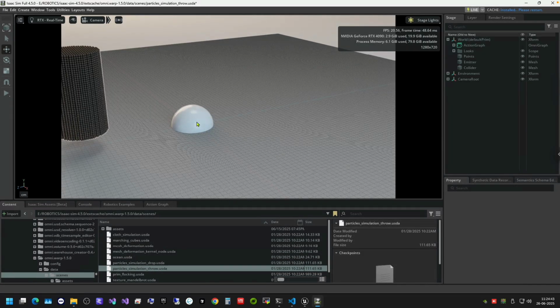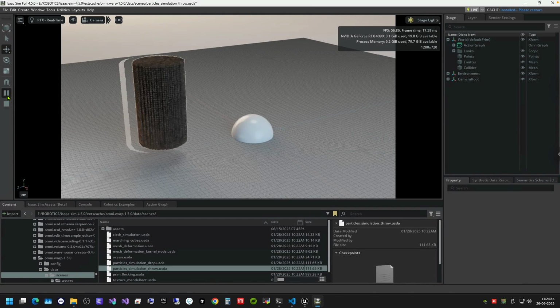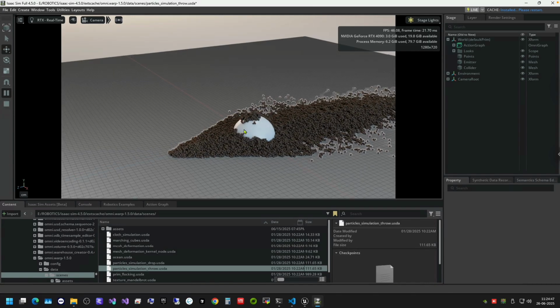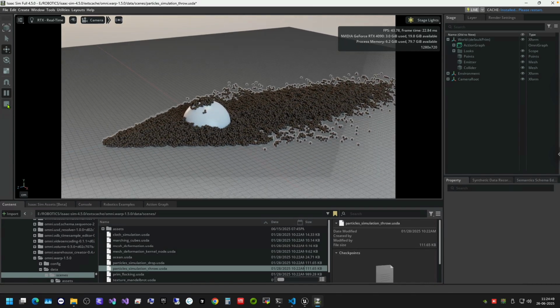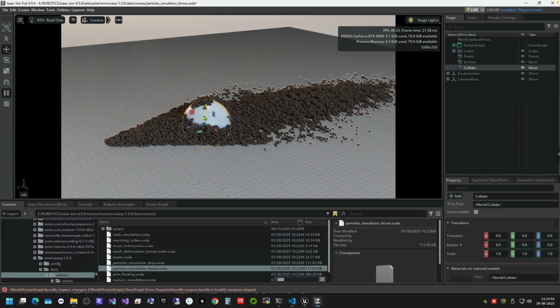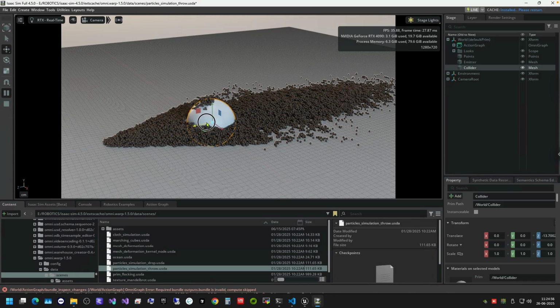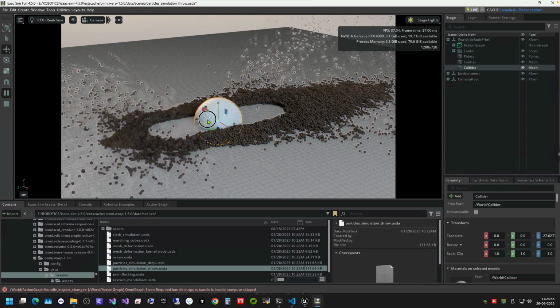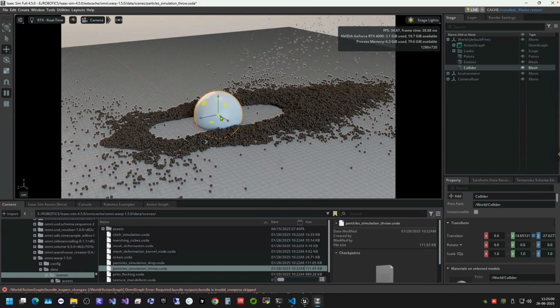And there are some similar examples as well. Let me open one other example. So this is some particles, and there are some forces which got applied on top of it, and it simulates this kind of behavior. And also, if we move this ball, you can see the particles are going in a very physically accurate way.